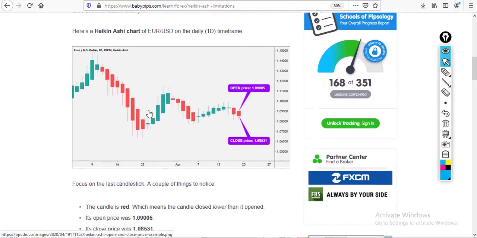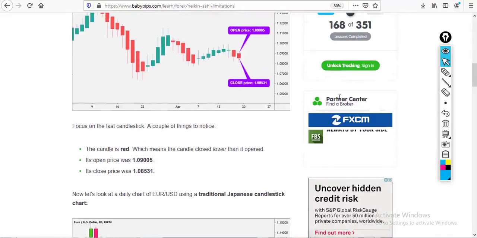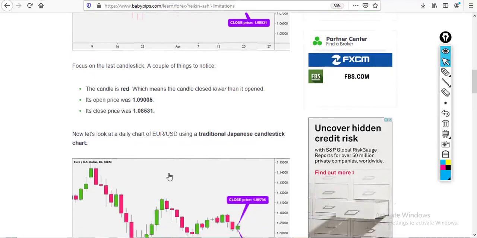So here's a Heikin Ashi chart pattern, right? And in this candle here, this is the daily time frame. The open and the close is 1.09005 and 1.08531. So a few things to notice. The candle is red, which means the candle closed lower than its open. Its open price was 1.0905 and its close price was 1.08531.